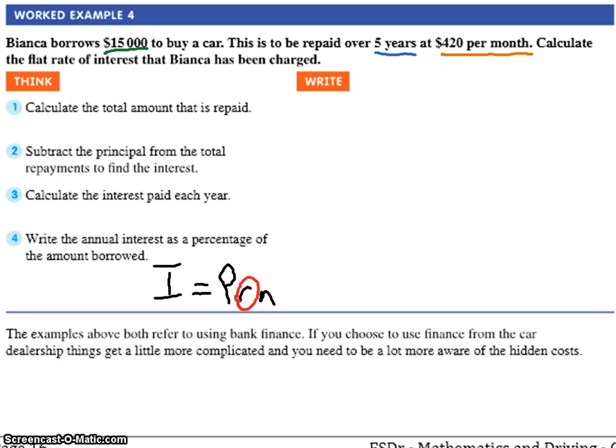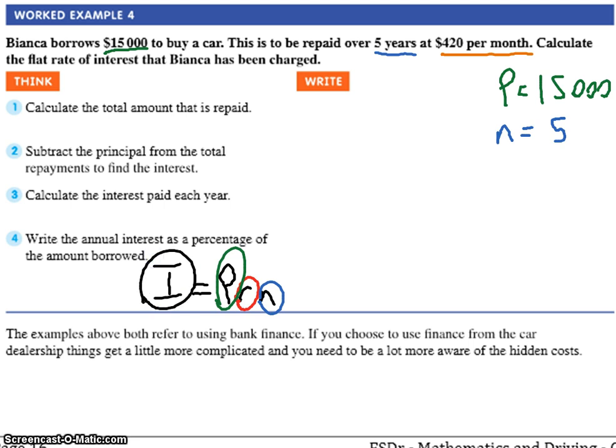Do we know the P? Yes, awesome. So let's just put P up there. Guys, focus. Do we know what the N is? Yeah, excellent. So we know N equals 5. Now, to solve anything that has a formula, we need to know everything except one variable. Do we know what the interest is? No, we don't know what the total amount of interest is.